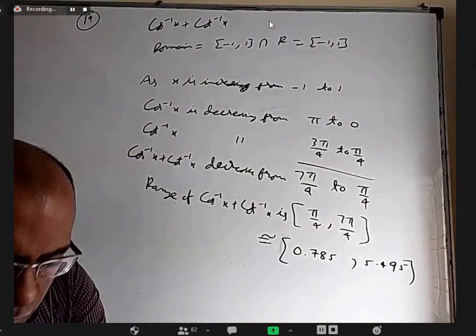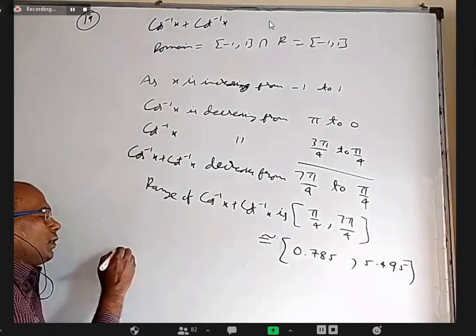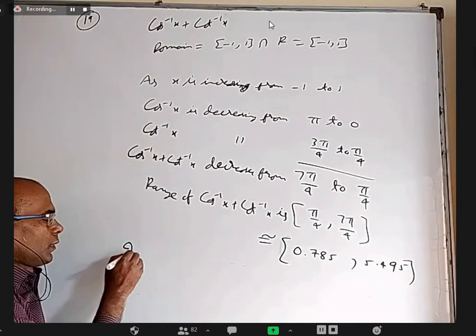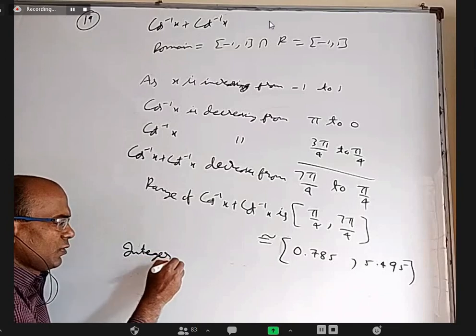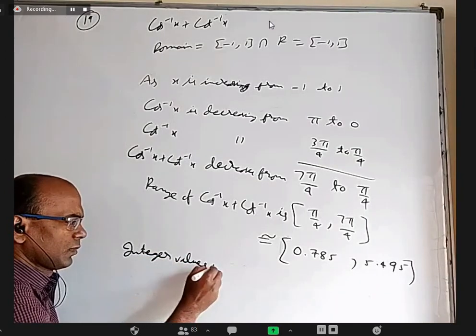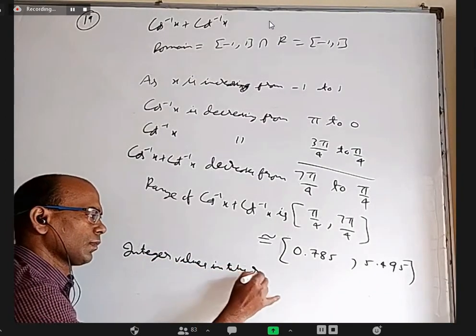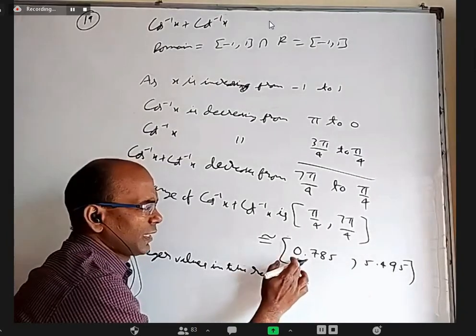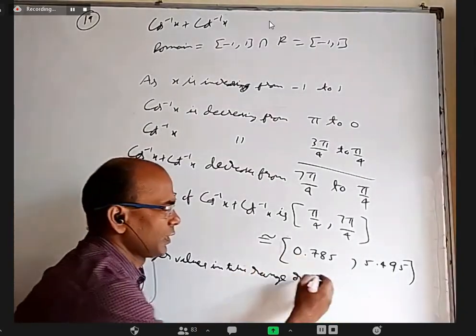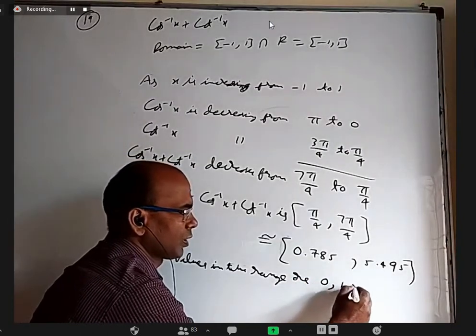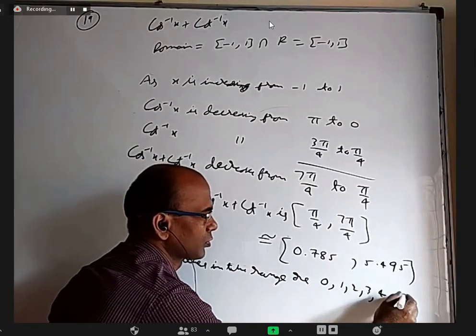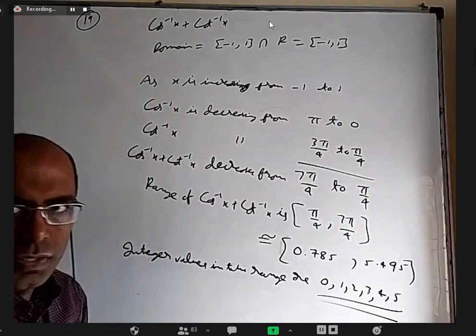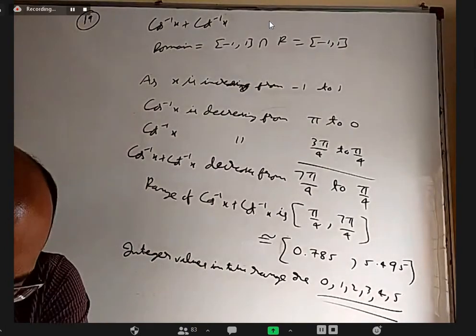What are the possible integer values? Integer values in the range are, you take anything between 0.785 to 5.495, integer part will be 0, 1, 2, 3, 4, 5. So lambda can be any one of these integers, we'll have a solution. Otherwise, we will not have.